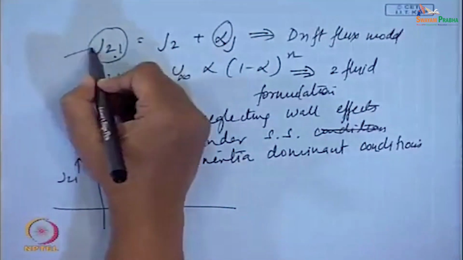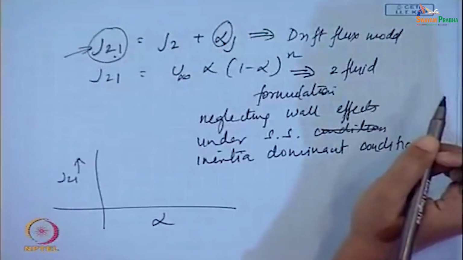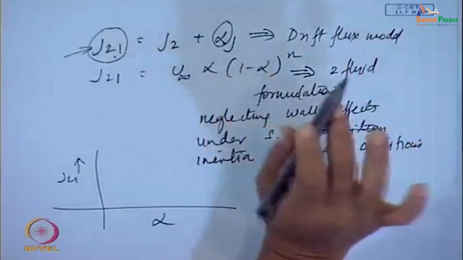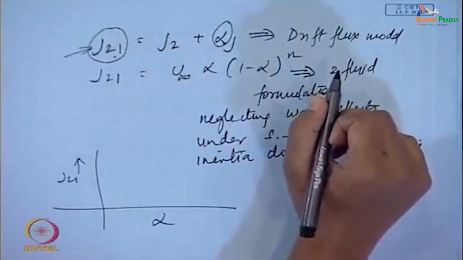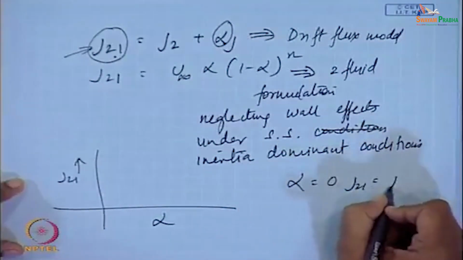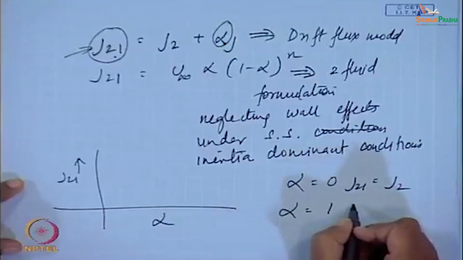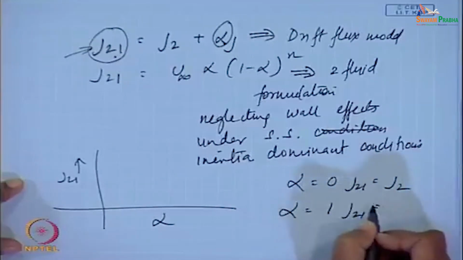Now, tell me, from the first equation what type of relationship do you expect between J21 and alpha? Straight line, very correct. What will be the intercepts of the straight line? If you know the endpoints or the slope, you can draw the straight line very easily. What will be the intercepts at alpha equal to 0? You know at alpha equals 0, J21 equals J2. At alpha equal to 1, do it and tell me.